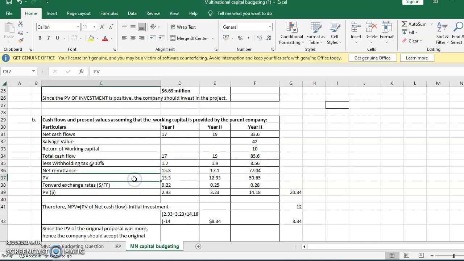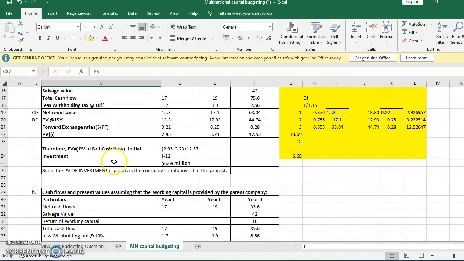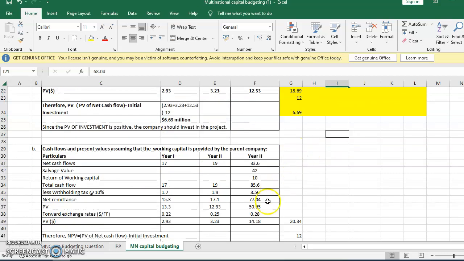Now how do we take the present value? I think in the previous class or video, I have shown how the present value at the rate of 15% is taken. So for years 1, 2, 3, 1 divided by 1.15 is 0.870, and we get 15.3, 17.1 and 68.04. Likewise, here in this case, the present value at the rate of 15% is 13.3, 12.93 and 50.65.